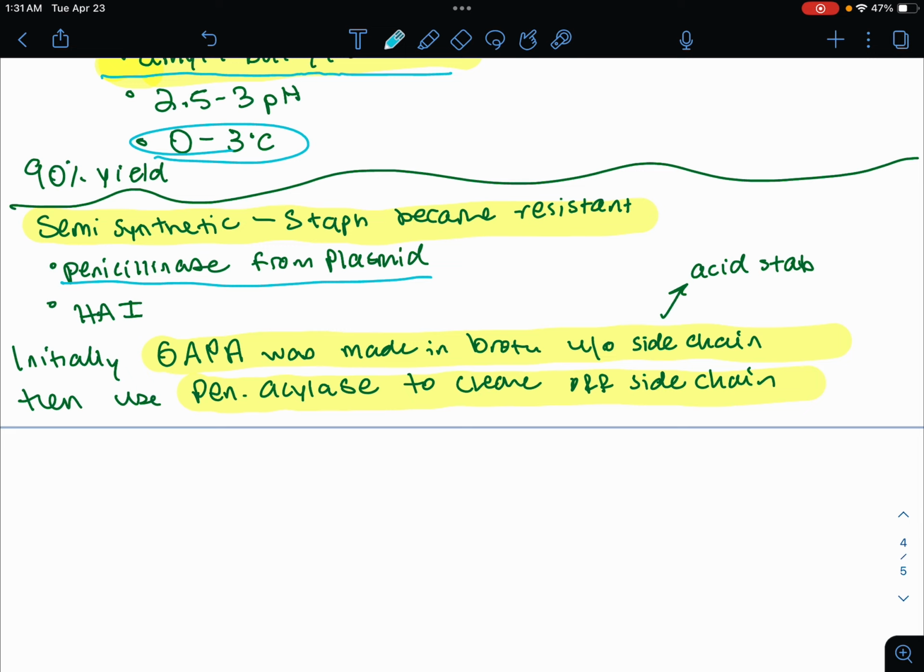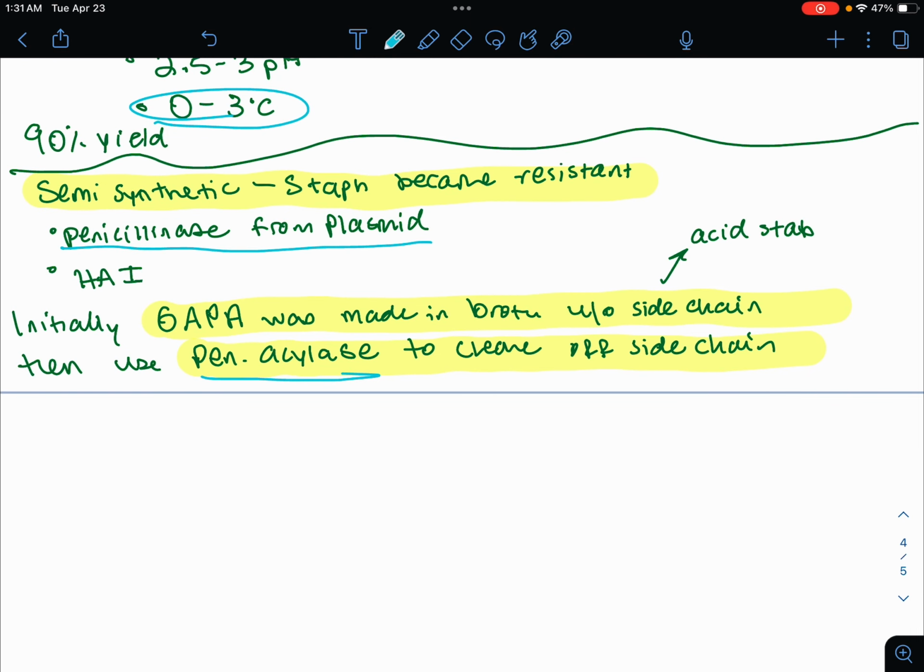And again, the later penicillin acylase was used to cleave off the 6-acyl side chain. And then the 6-APA, the backbone of all these penicillins, could now be chemically altered. That's how they make new penicillins in this semi-synthetic method.